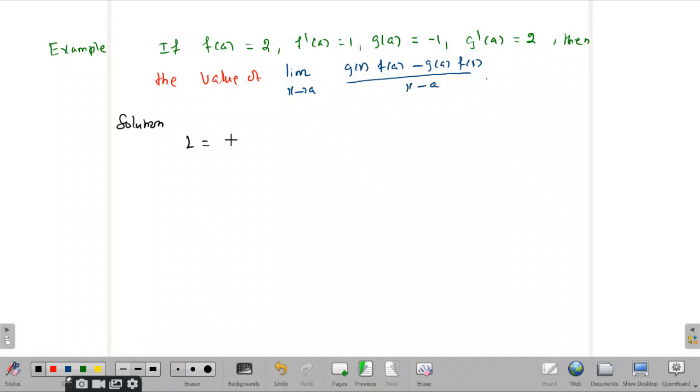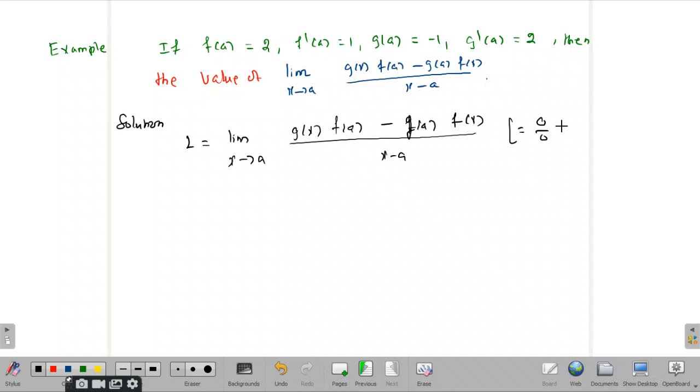L equal to limit x approaches a of g of x f of a minus f of a into g of a into f of x, divided by x minus a. What is the direct value? G of a f of a minus g of a f of a, 0 by 0 will come, indeterminate form. Direct value is indeterminate form, and to avoid it, apply L'Hopital rule.